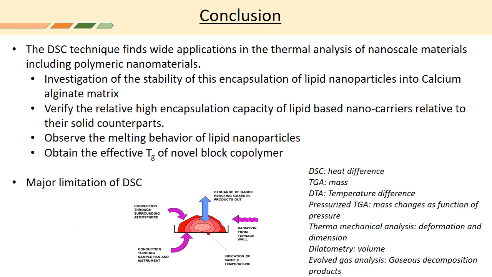Now our conclusion. The DSC technique finds wide application in thermal analysis of nanoscale materials, including polymeric nanomaterials. Of course, we've reviewed several literatures and we came to the conclusion that it is actually important in thermal analysis of nanoscale materials. These are the major limitations of DSC listed below.